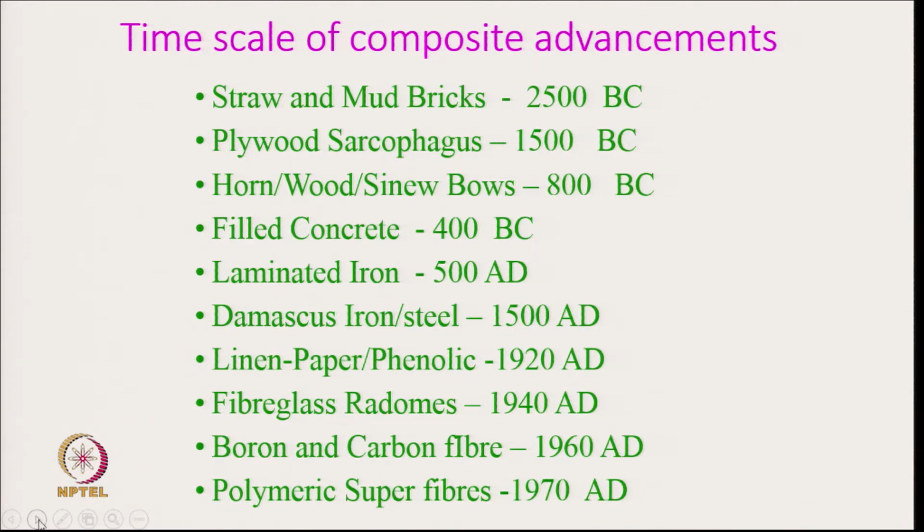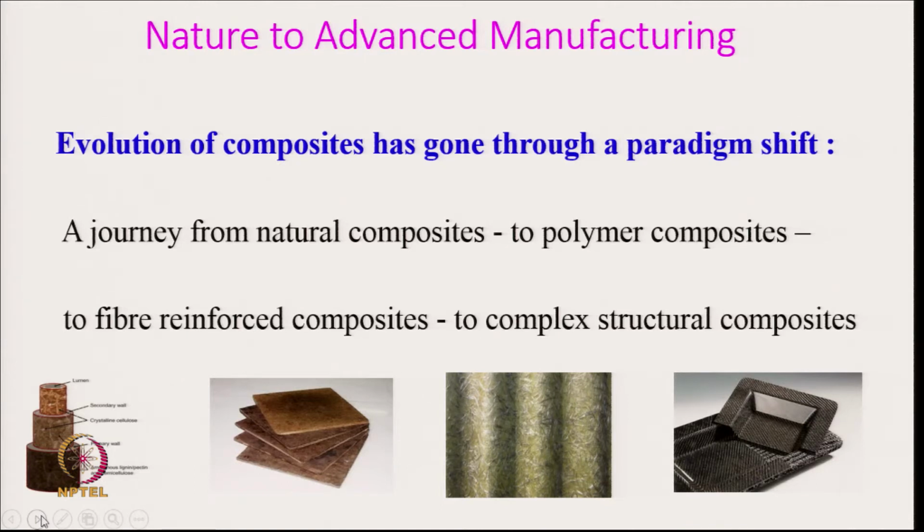So, it is nothing but a composite material, and you can see the series of developments and the polymeric composites using superfibers came sometime in 1970. So, if you look at all these developments, what you can conclude is the composite manufacturing has gone through a paradigm shift. That means the journey started with natural composites like wood or bone, then polymer composites, then fiber reinforced composites. Now, we are talking of complex structural composites, in which context we will be discussing textile structural composites.